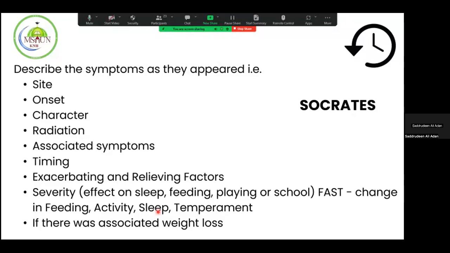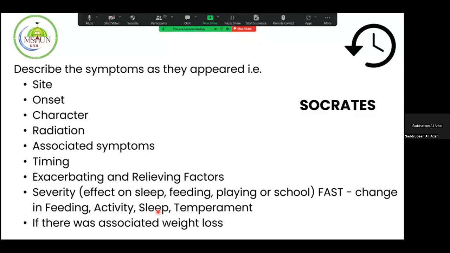What are the associated symptoms? The timing: is it more during the day? Is it more during the night? Is it every 20 minutes? Does it have no specific timing? Is it throughout the day? And what are the exacerbating factors that make it worse? And what are the relieving factors? Relieving factors do not necessarily mean drugs. For example, the mother may say the patient is complaining of fever, but it's relieved by removing clothes from the baby, or by bathing the baby in cold water. That could be a relieving factor.